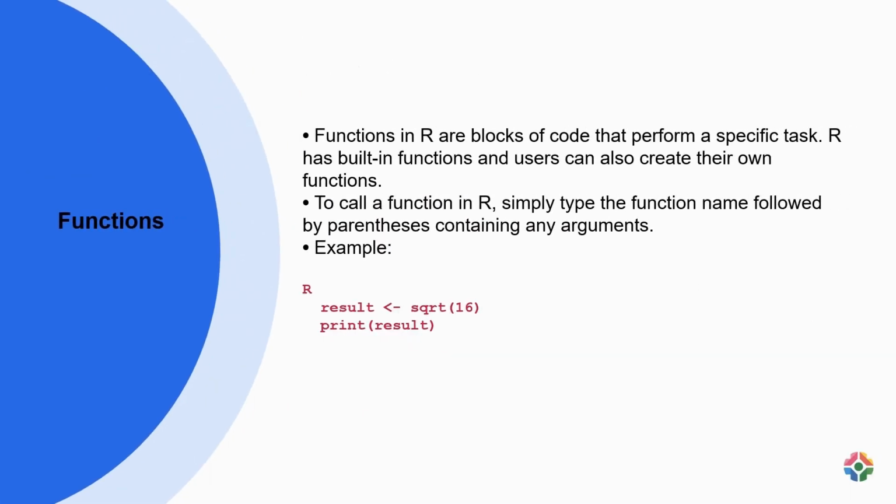Functions in R are essential blocks of code that can be predefined or created by users to execute tasks. To utilize a function, one must call it by typing its name followed by parentheses where necessary arguments are placed. For example, the sqrt function in R calculates the square root of a given number. In the provided code snippet, result <- sqrt(16) assigns the square root of 16 to the variable result, which is then printed using print(result).